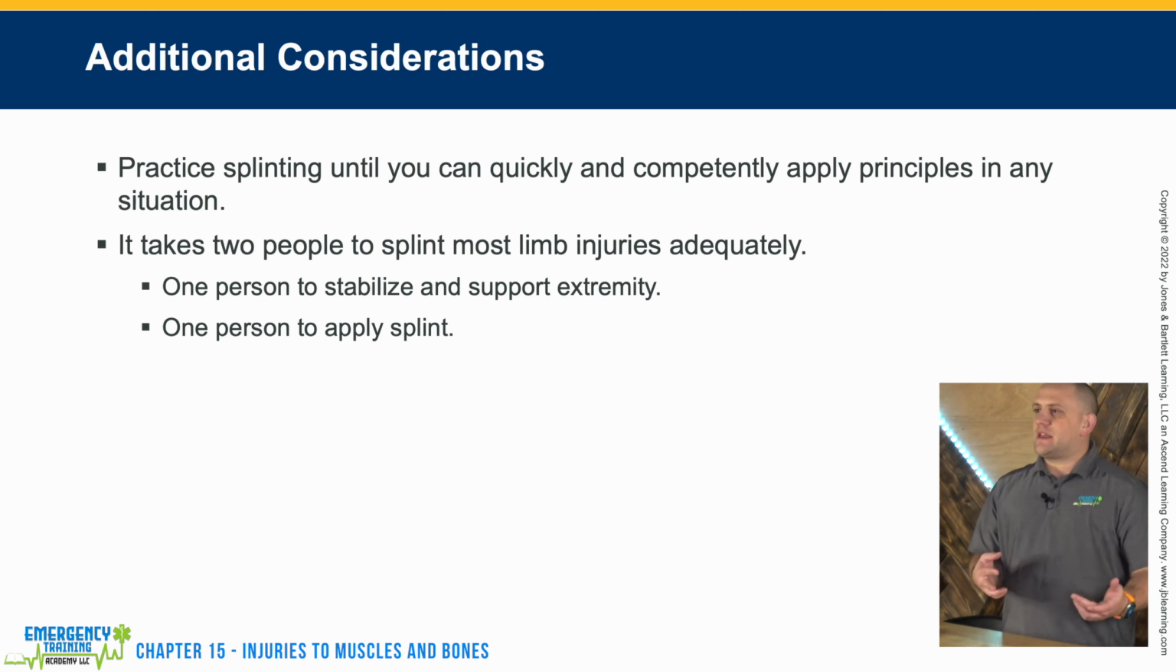It really does take about 2 people to adequately put on any splint. One person can do it if the patient is alert and able to help out and not in too much pain. But really, you need somebody who is supporting the extremity and somebody else who is applying the splint.